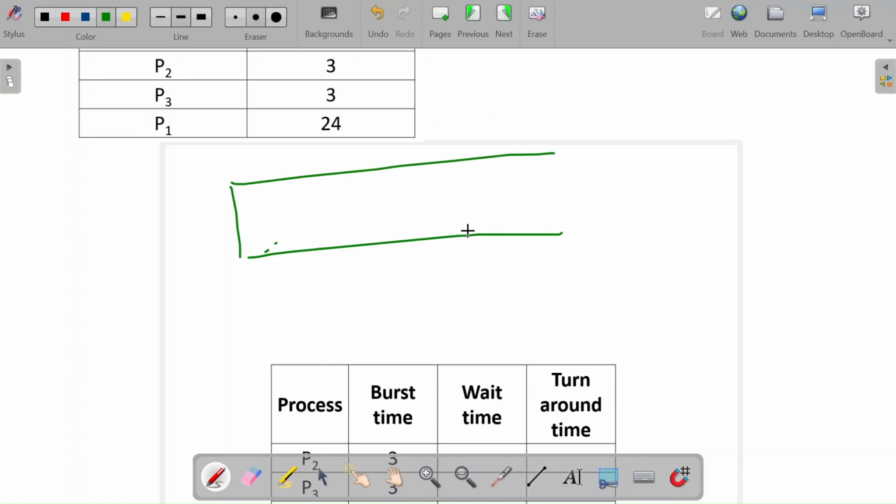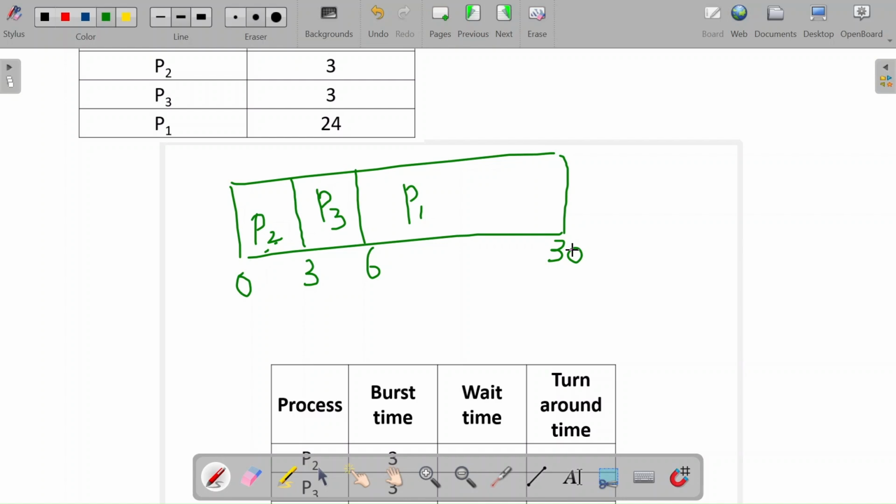What is the first process we are having here? Yes, it is P2. How long does P2 take? P2 takes 3 units of time. So 0 to 3 is P2. Again 3 units of time, so 3 to 6 is taken by P3. Then it is followed by P1, which takes 24 units of time. So it starts at 6 and ends at 30 milliseconds.